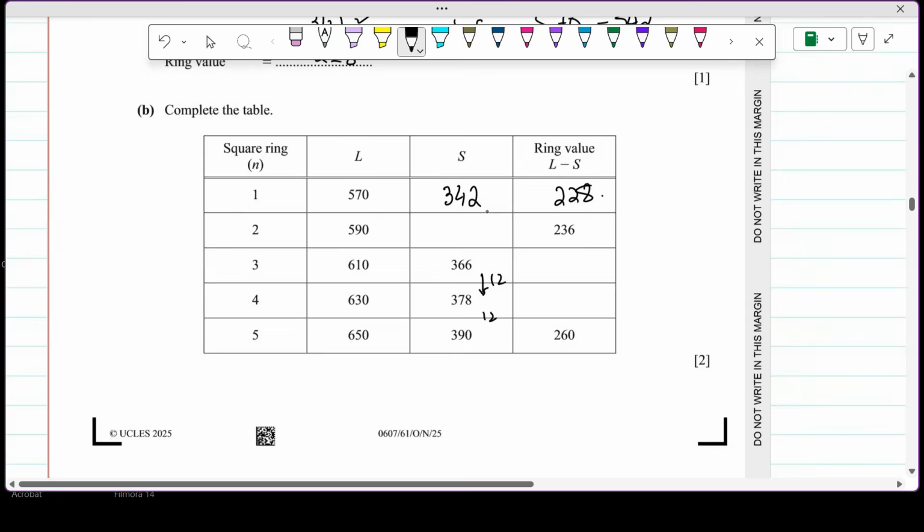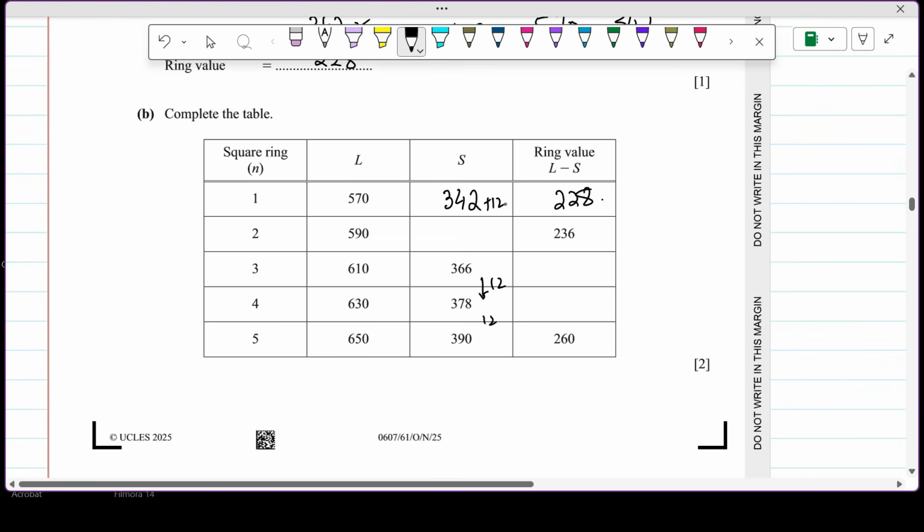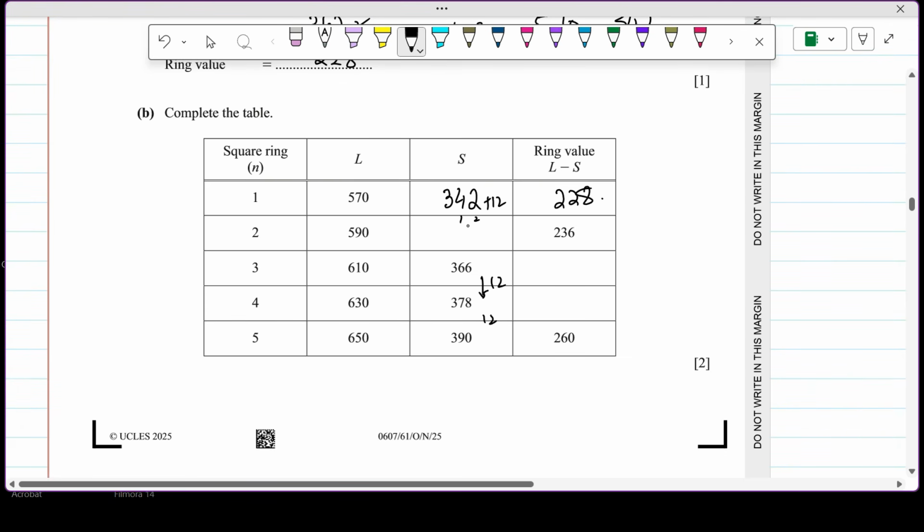Similarly, when we add 12 to 342, we will get the next value. And this one will be 4, and this one will be 5, and this one will be 3. Now you can check it. When we add 12 to 354, we get 366.